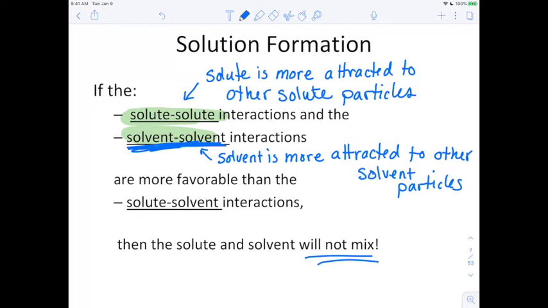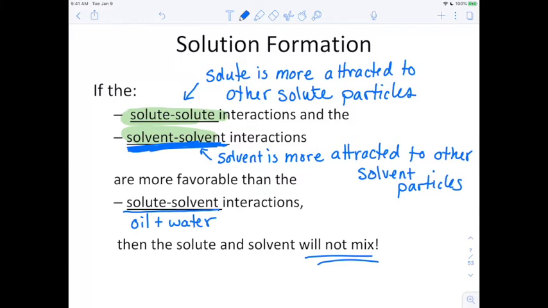It has no interest in those oil particles, when it is more attracted to its fellow molecules. Yes, lava lamps, exactly. It's the same thing happening in the lava lamps. So solvent, more attracted to itself. Solute, more attracted to itself. They have no interest in having a solute-solvent interaction. So this right here would be our oil and water.